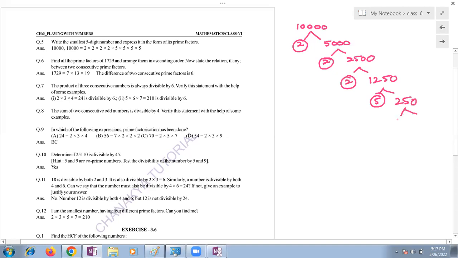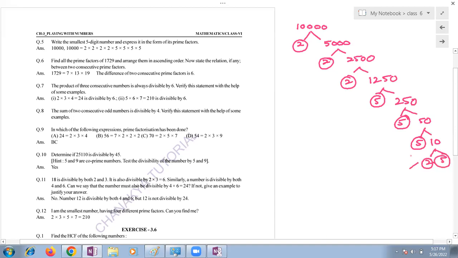Again 625 can be split up by the 5 table: 5 fives are 25. And again the 5 table: 5 fives are 25, 5 fives are 25. And then 5 can no longer be split up.